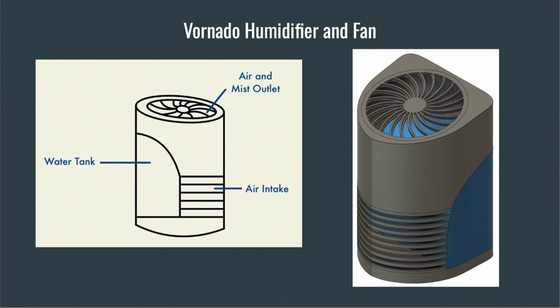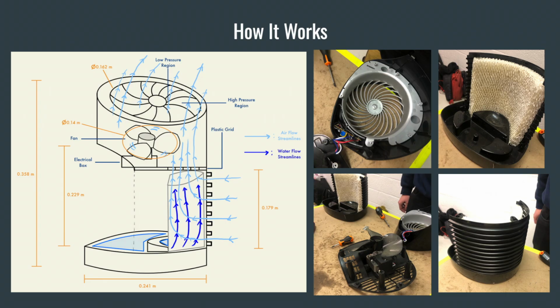We dissected a Vornado humidifier and fan. The way that the system works is shown here. The wick filter absorbs the water in the basin of the humidifier. Dry air from the air intake blows through the porous media and allows for the moisture to evaporate and get propelled into the room through the help of the fan.